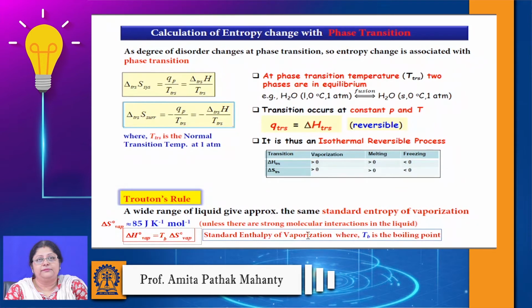Ma'am, why does this rule work? Why does the rule work? I'm going to say why it doesn't. Most liquids follow it if they do not have any other associated properties. If a liquid has a lot of association, hydrogen bonding, then the rule is violated. If there is more interaction, say water molecules have hydrogen bonding.